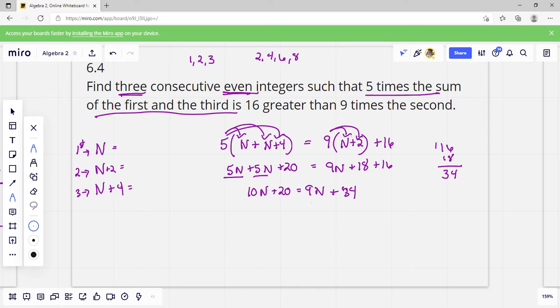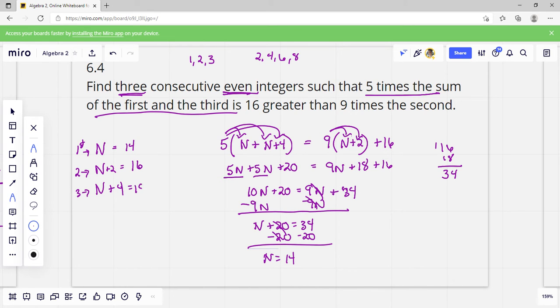Okay, now I'm going to put my n's together. And I'll have 1 n left over here. Plus 20 equals 34. Now I got to do minus 20. I'm going to get n equals 14. So if n equals 14, right, our first is 14, n plus 2 would be 16, and n plus 4 would be 18. So how you write your answer is going to be 14, 16, 18. Those are our 3 consecutive even integers.